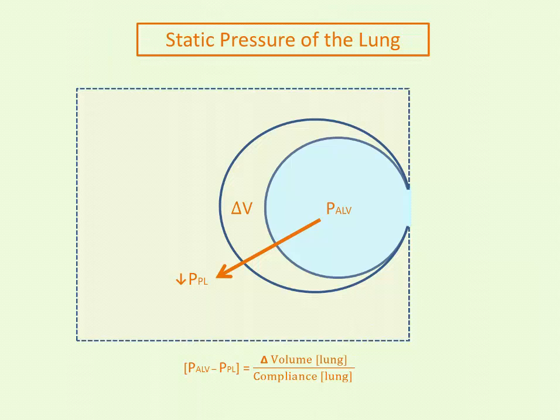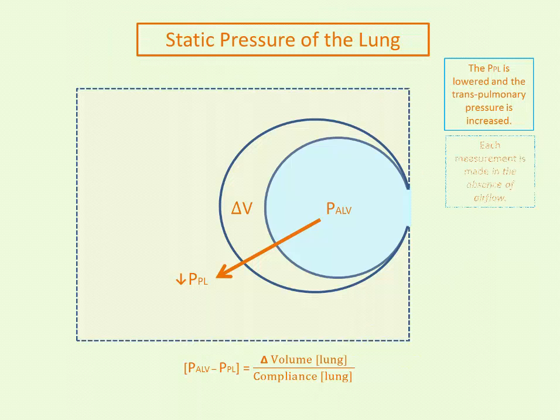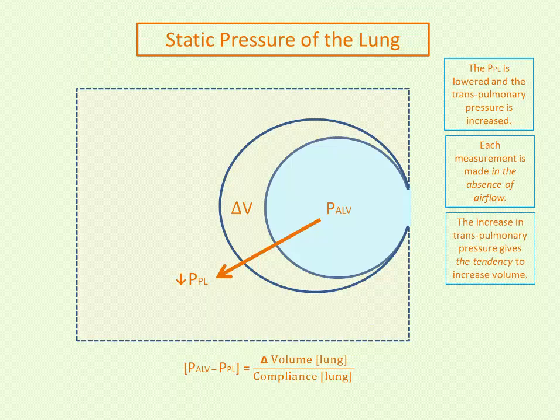So what has happened? Well, the bag portion of the bag and tube model has increased. So the transpulmonary pressure has increased, so the volume will increase. And again, this is modulated by the compliance of the object. So the pleural pressure is lowered, the transpulmonary pressure is increased, and each measurement is in the absence of airflow. And this increase in transpulmonary pressure gives the tendency, not the absolute, but the tendency of the distensible object to increase in volume. And again, the tendency is modulated by the compliance.